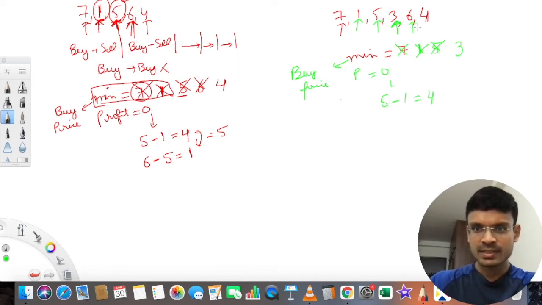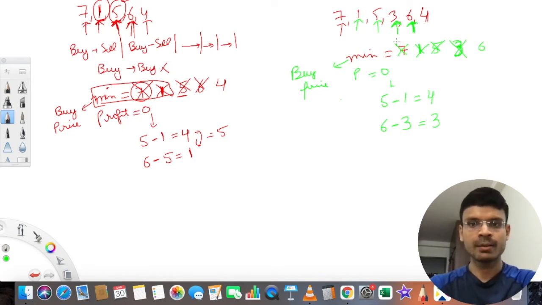Now we come to 6. 6 is greater than min value. So we can sell the stock at a price of 6. So the profit would be 6 minus the price at which we buy the stock, which is the min variable value, which is 3. So 6 minus 3 is 3. Also we update the min value as 6. It means that when we sold the stock at a price of 6, we also bought the stock at a price of 6.